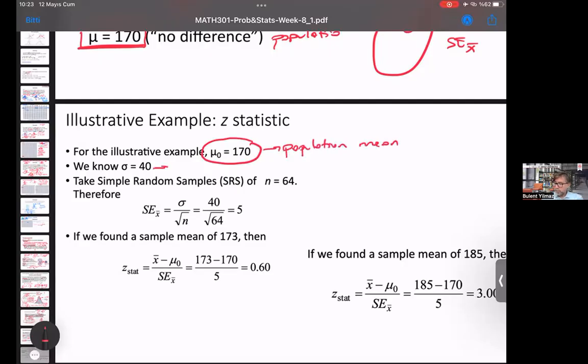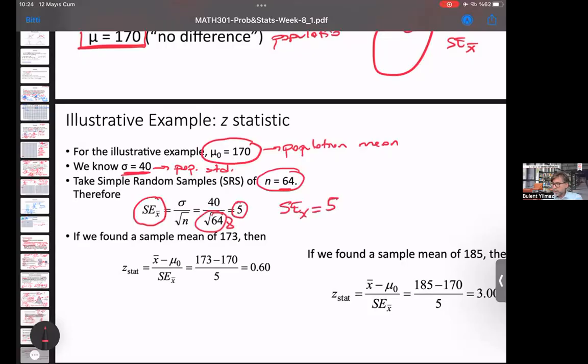And this is my population standard deviation. I know these values from my previous knowledge, from my statistics, that I obtained before. And I will take 64 people each time when I take samples. And I find out my standard error of the mean is 40 divided by root 64, which is 8, right? 40 over 8 is going to be 5. So my standard error of the mean is going to be 5.